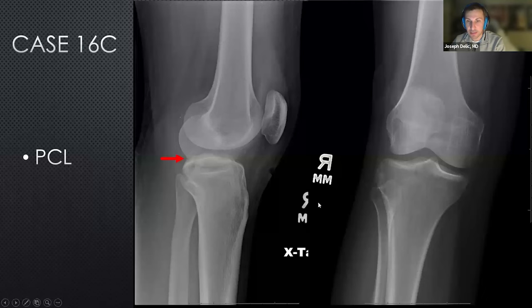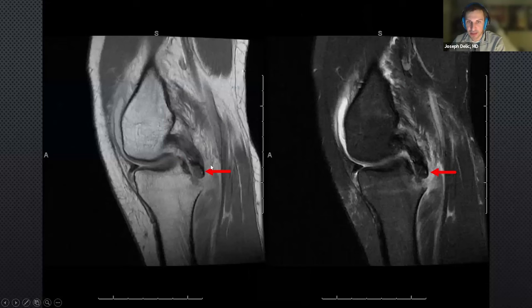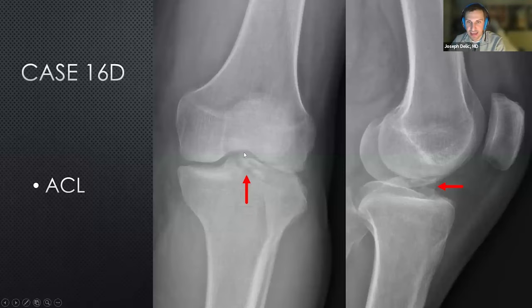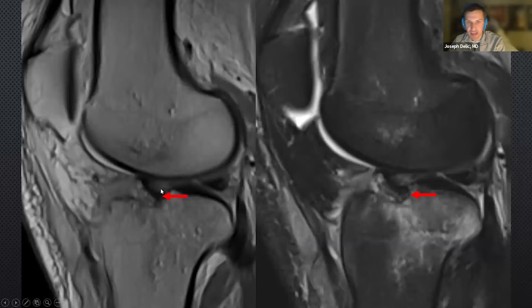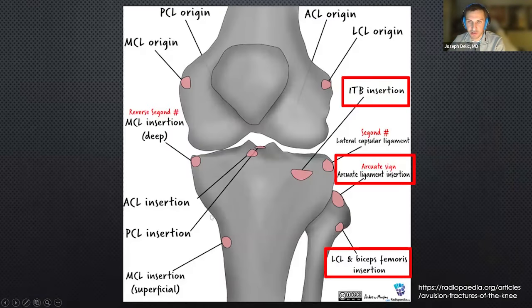C is the PCL, so difficult to see much on the AP view, but on the lateral view, you see this small ossific fragment pulled off this posterior tibial plateau, and on the MRI, you can see that PCL and fragment pulled off the back of the tibia. And then finally, D is the ACL, so you can see some ossific fragments there, both in the anterior part of the tibial spines, and there's your avulsed fragment from the ACL. So nice little diagram here going through what we talked about.